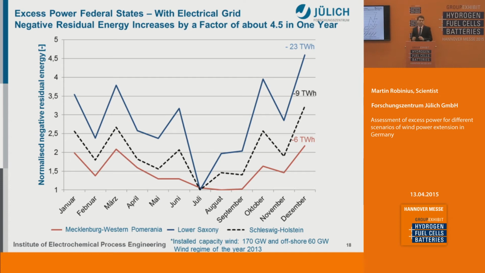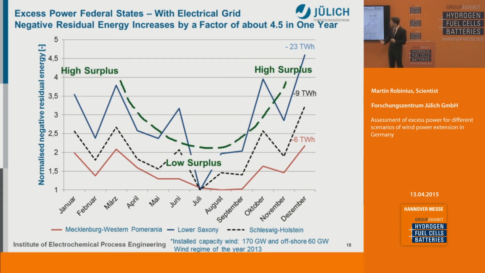And as you can see here, we have also a huge impact depending on which month we are. For example, we have here in the winter a high surplus. It's going low in the summer and then high again in the winter. And you can see here, for example, in June, we have in Lower Saxony about 4.5 times as much as we had before. So that means that we have a huge surplus energy regarding which month we are or which wind scheme we are in.